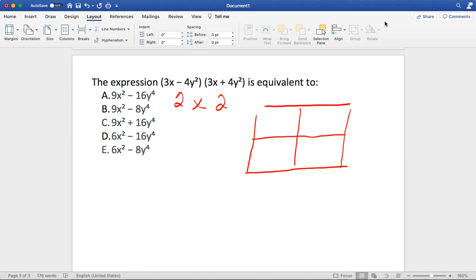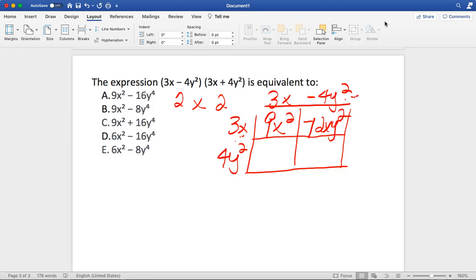So you write one of the binomials up top. You write the other one along the side. And then, guys, fill in those smaller rectangles just like you did the multiplication chart. And yes, it works. So 3x times 3x is 9x squared. 3x times negative 4y squared, that's going to give you negative 12xy squared.